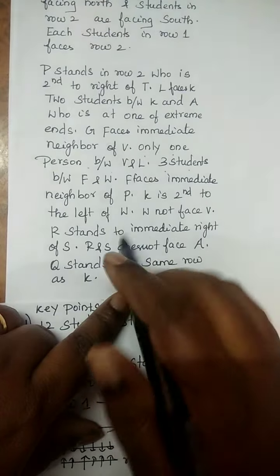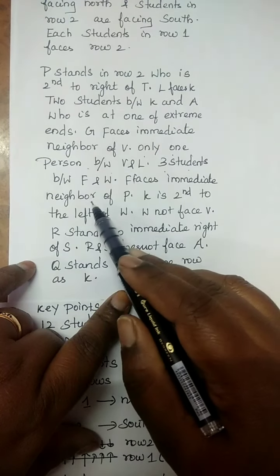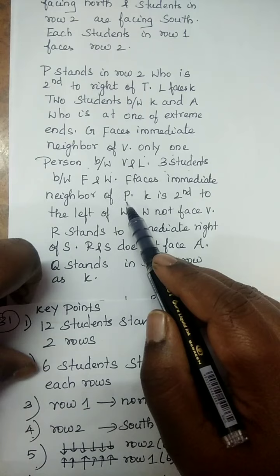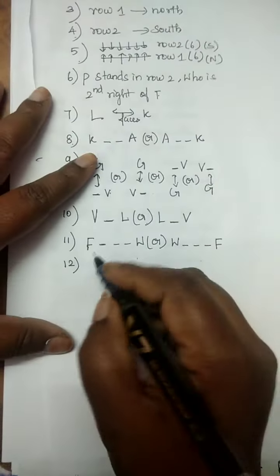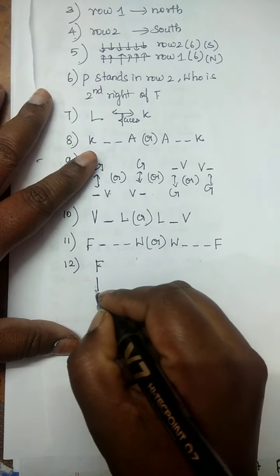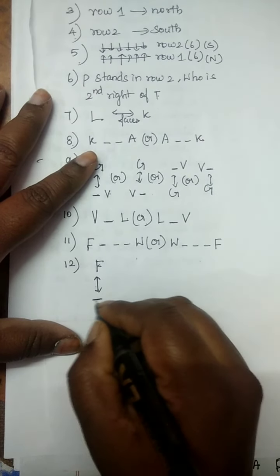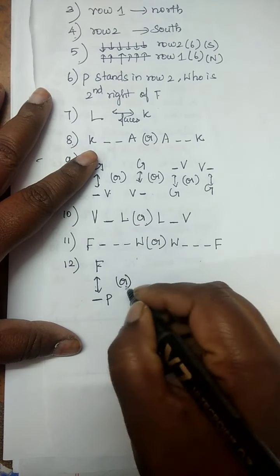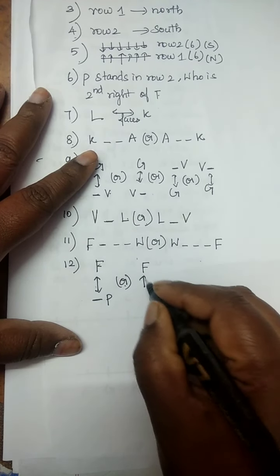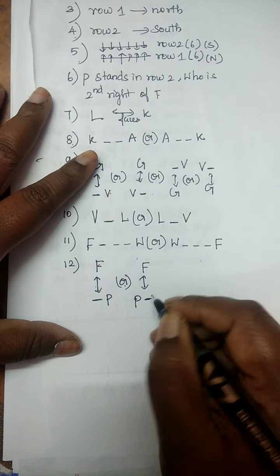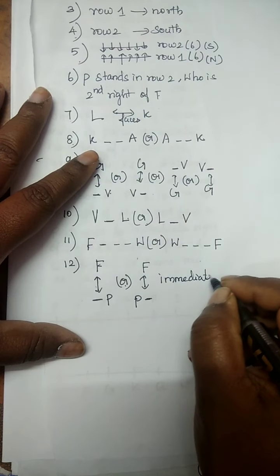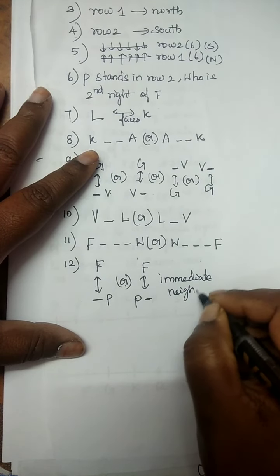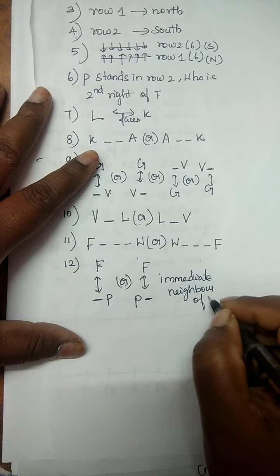Now the 12th key point. F faces immediate neighbor of P, or another option. Immediate neighbor of P. This is a key one.